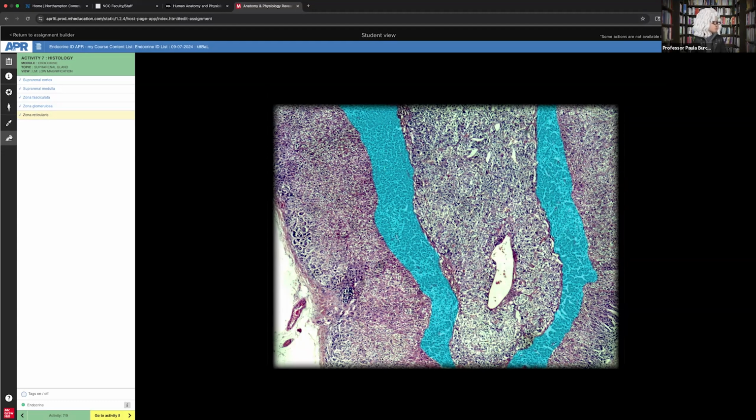Now let me take off the highlight. And here you can see right underneath, here's your capsule, will be the zona glomerulosa. And then this layer here is stained slightly differently. This is the zona fasciculata. And then when you get into the area that stains a little bit darker and it's adjacent to what I think is kind of like a blue staining area, that is going to be the zona reticularis.